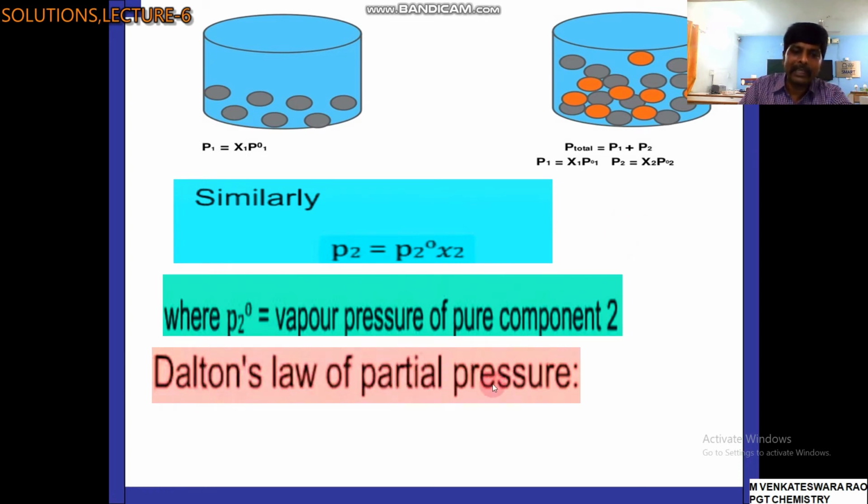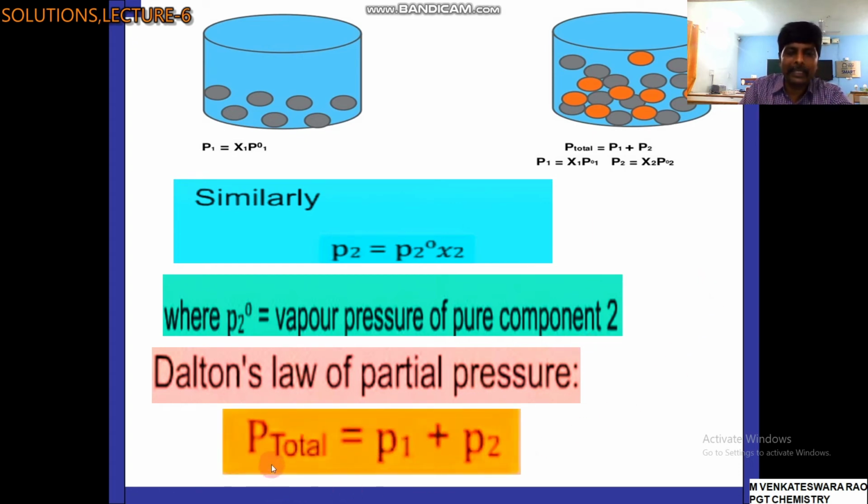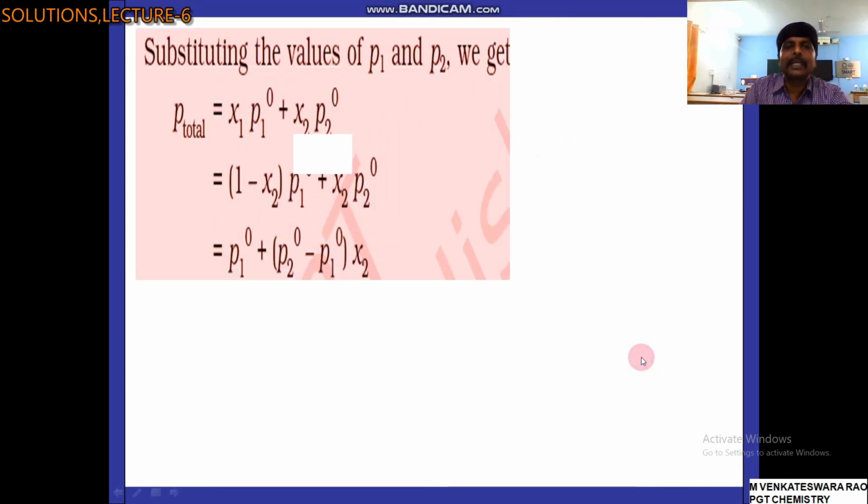You know Dalton's law of partial pressure. According to Dalton's law of partial pressure, total pressure is equal to the sum of partial pressures. So total pressure P is equal to P1 plus P2. Substitute the values of P1 and P2. You will get P total is equal to, instead of P1 you write P1 naught into X1, and instead of P2 you write P2 naught into X2.